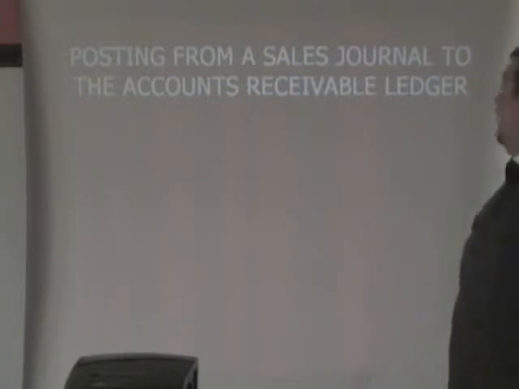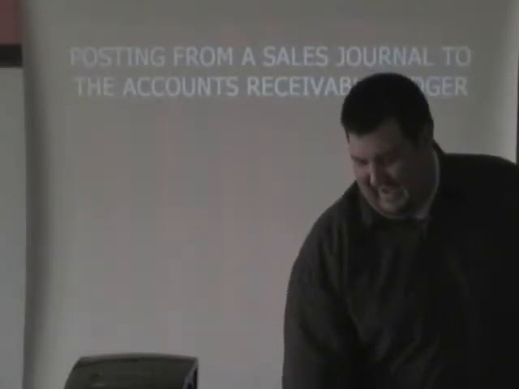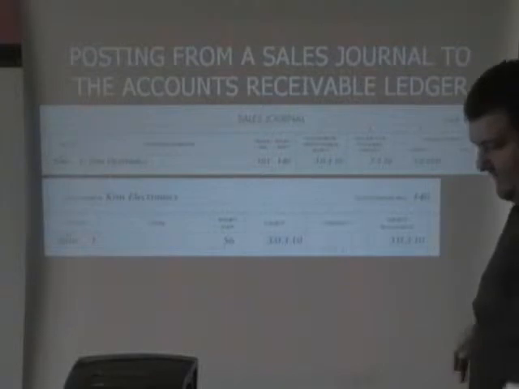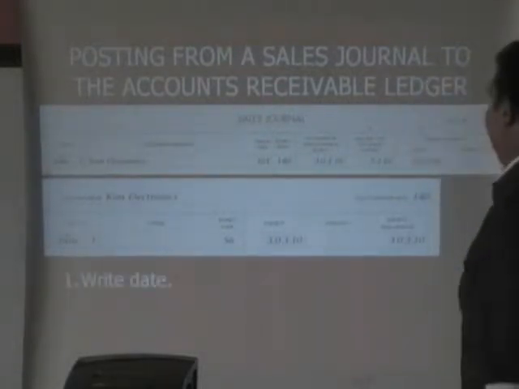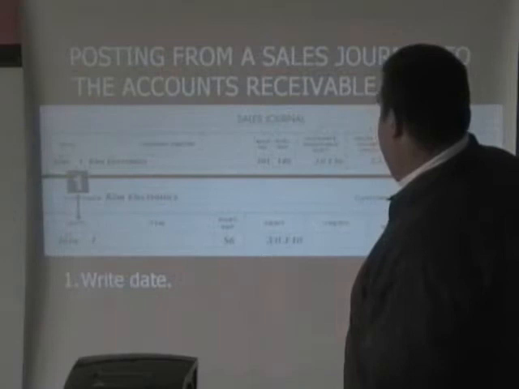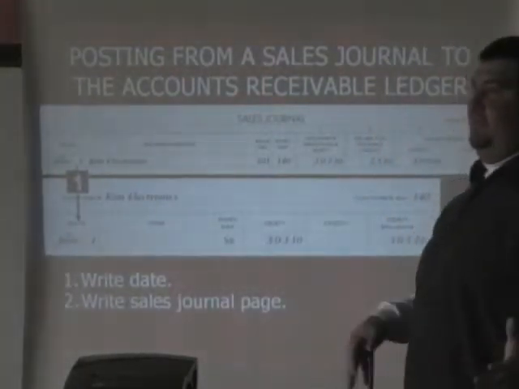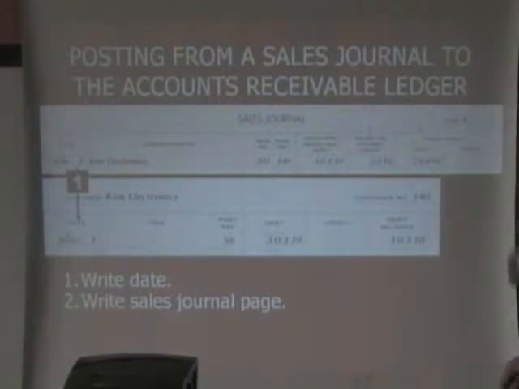Posting from our sales journal to our accounts receivable ledger. Again, this is no different than accounts payable. We're just dealing with accounts receivable. So, to post from your sales journal to your accounts receivable ledger, same steps. Write the date. Is this the exact same stuff we've been doing except in a different journal? Yes, it's exactly the same as accounts payable, except it's accounts receivable.